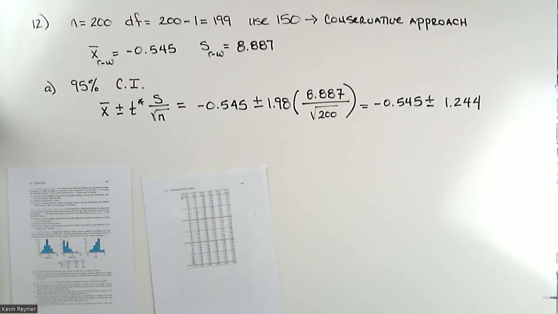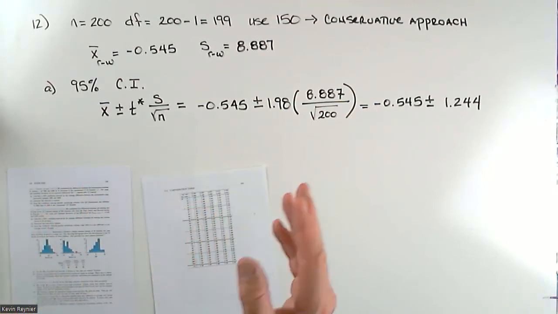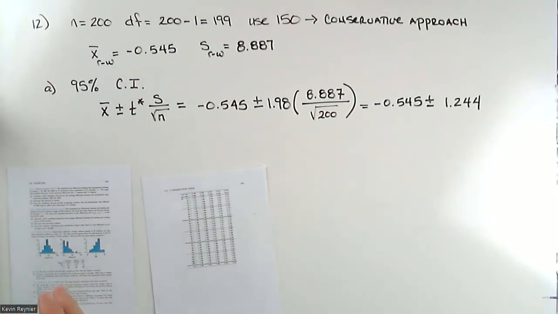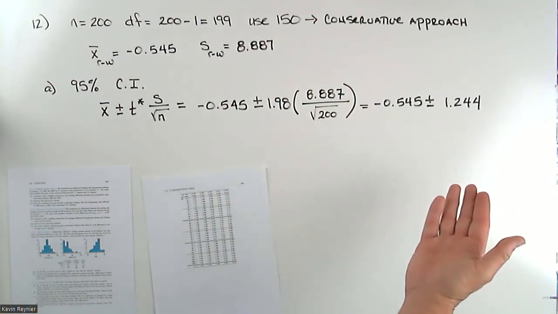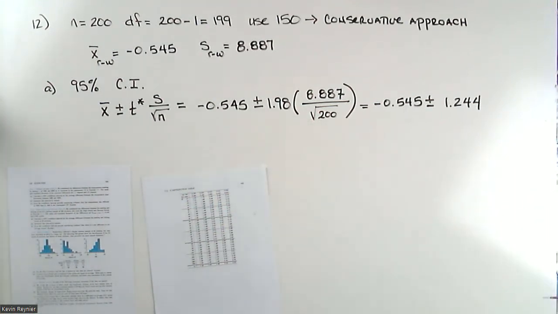We would say we are 95% confident that the average difference in reading score minus writing score for the students is going to be between the lower bound and the upper bound. It's so important that we write that out. We are 95% confident that the average difference between the reading score minus the writing score is between whatever you get for your lower bound and whatever you get for your upper bound.